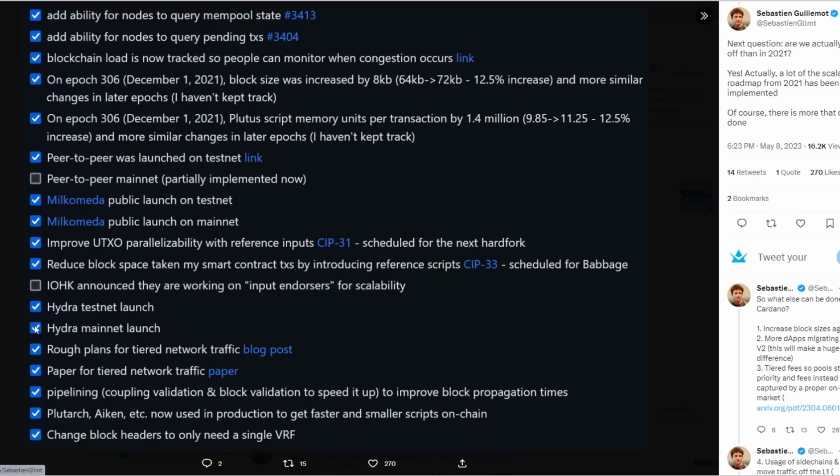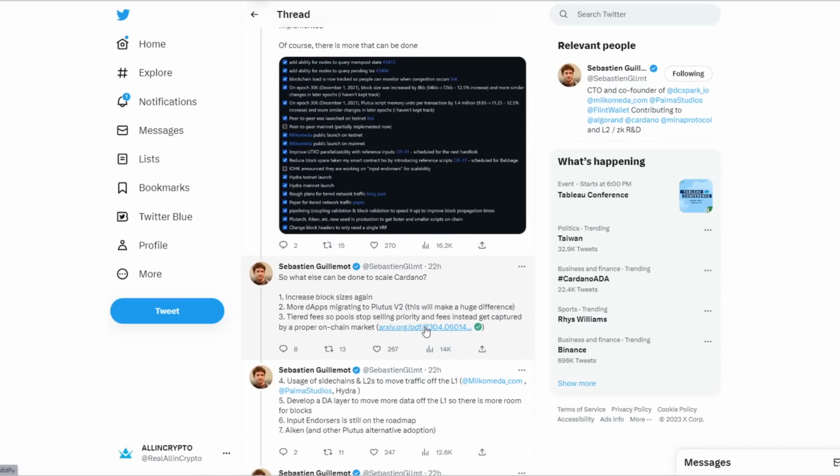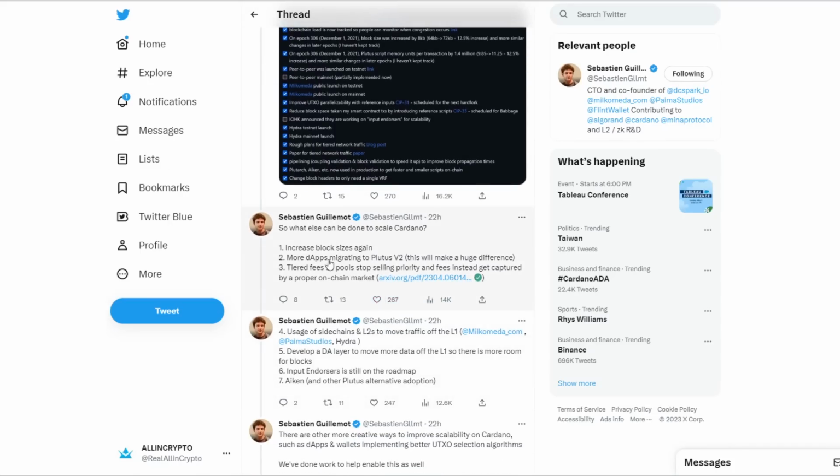We also have things like Hydra mainnet, Hydra testnet, pipelining, and so on and so forth. And we've got things like Aiken and so on, which look at different scripts. So what else can be done to scale Cardano? Increase block size again, of course. More dApp migration to Plutus V2. This will make a huge difference.